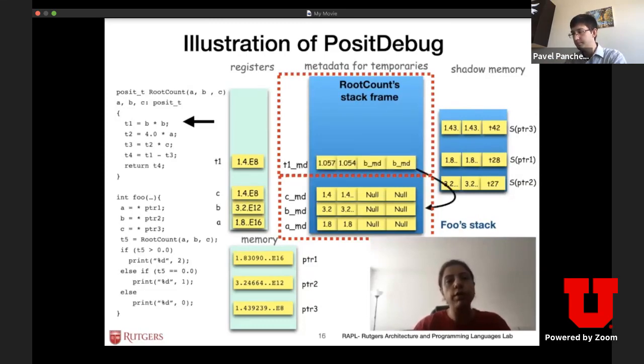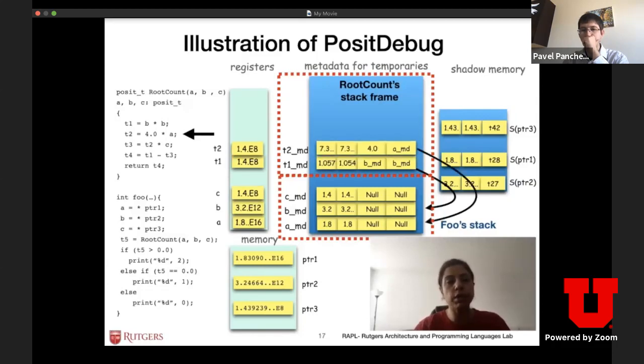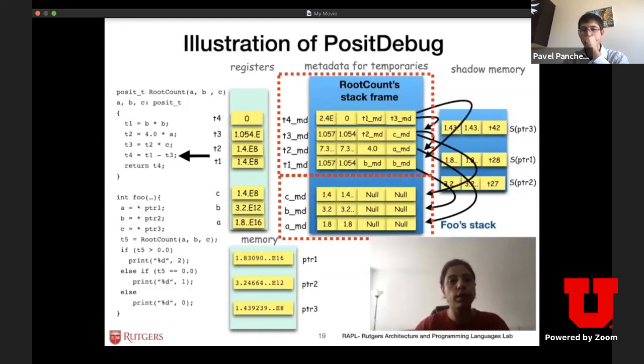In the root count function, we are creating a new variable T1. In shadow execution, we create metadata for T1 in the root count stack frame. We do the real computation with the real value of B and store it in T1's metadata. We store the posit value, the computed value, and pointers to T1's operands' metadata, which is B in this case. We do the same thing for T2, T3, and T4.